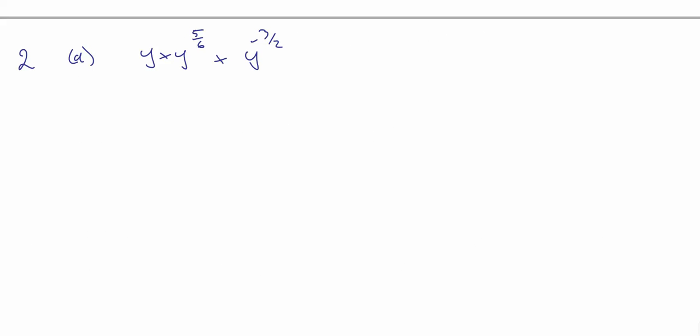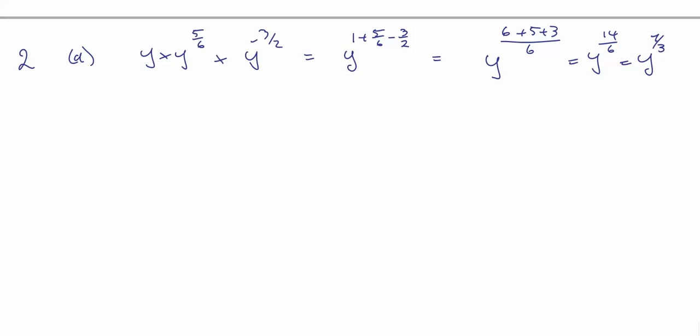So 2 part A, y times y to the power of 5/6 times y to the minus 3 over 2. We just add the indices. That would be y to the power of 1 plus 5 over 6 minus 3 over 2, which is a common denominator of 6, y to the 6 plus 5 plus 3 over 6, y to the 14 over 6, or y to the power of 7 over 3.